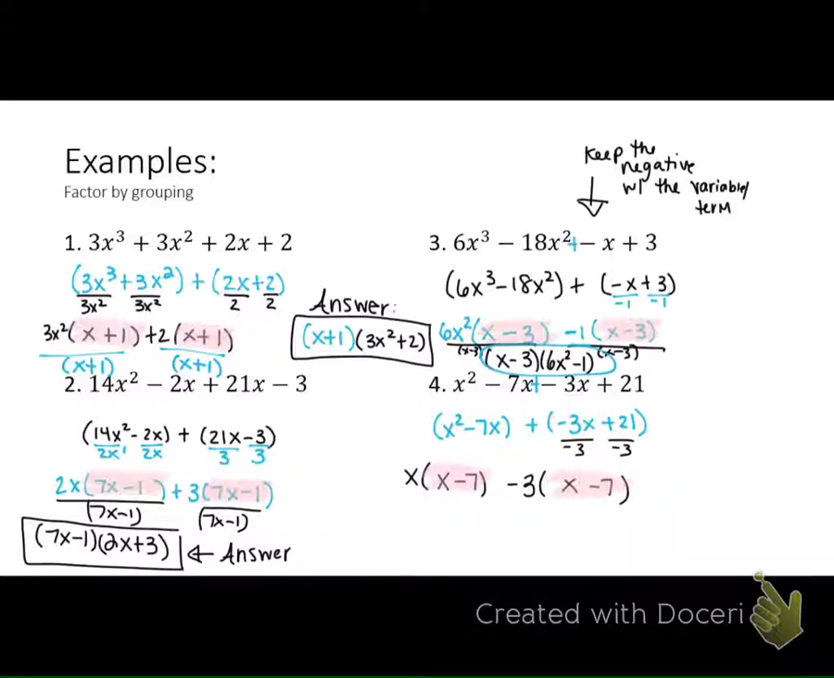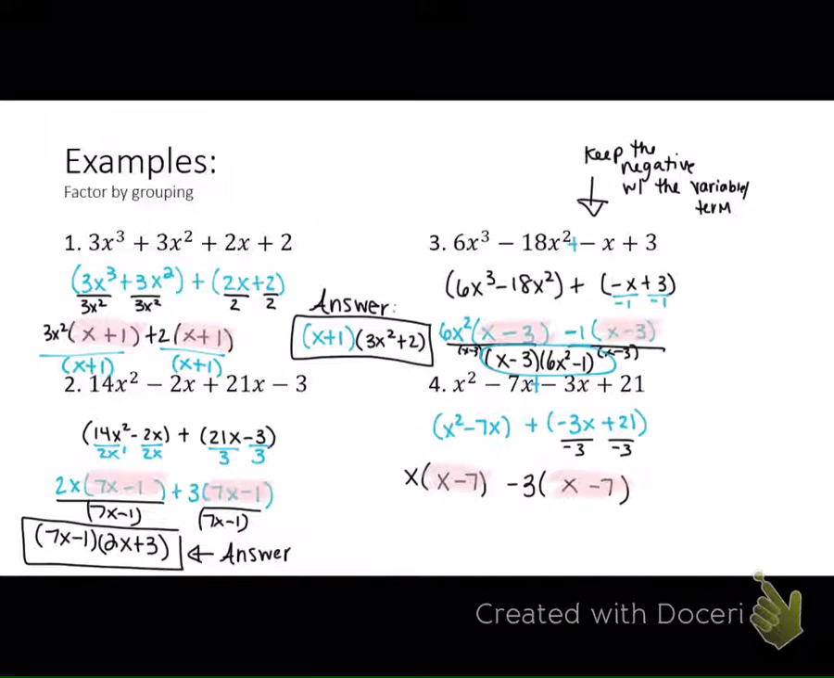When has my answer just been one number? Look at all my parentheses. I took out the GCF of x plus 1 and put it in front. I took out the GCF of 7x minus 1 and I put it in front. I took out the GCF of x minus 3 and put it in front. What is the GCF you pull out here? X minus 7. And then what goes in the other parenthesis?